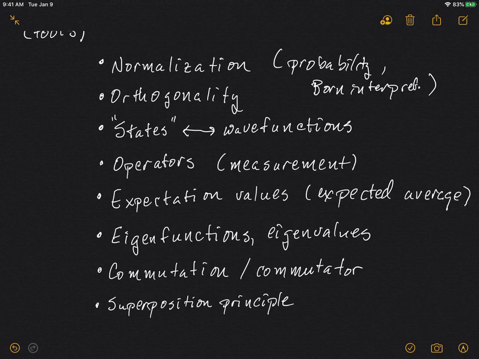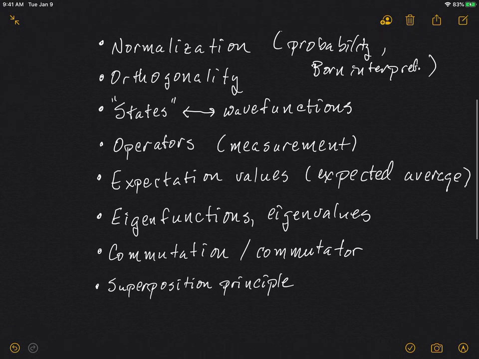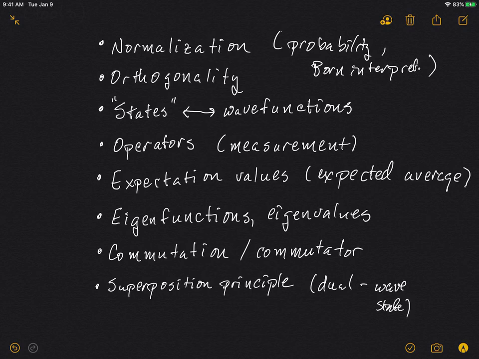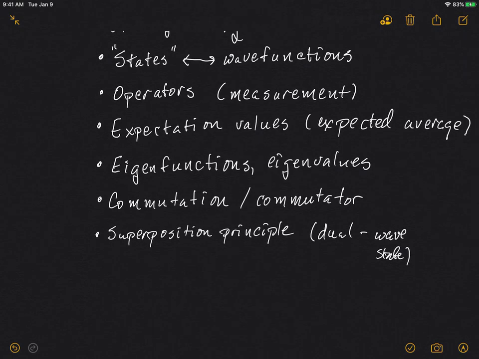And finally, we'll talk about something called the superposition principle, which links eigenfunctions, eigenvalues, and expectation values, and gives us, I don't know if it's our first, but it gives us a glimpse of the dual wave state or multiple wave state that might represent a system. Okay, so I just wanted to get those listed out there so we have a to-do list. Now let's talk about normalization.